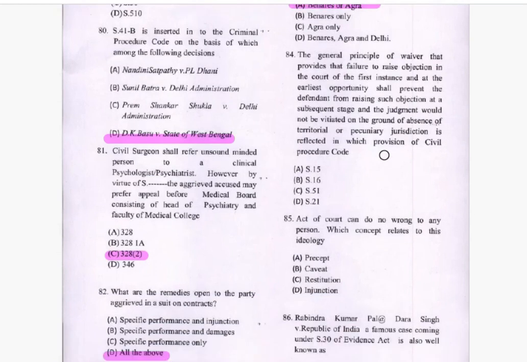The general principle of waiver that provides that failure to raise an objection in the court of the first instance and at the earliest opportunity shall prevent the defendant from raising such objection at a subsequent stage, and the judgment would not be vitiated on the ground of absence of territorial or pecuniary jurisdiction, is reflected in which procedure provision of the CPC? Section 21.